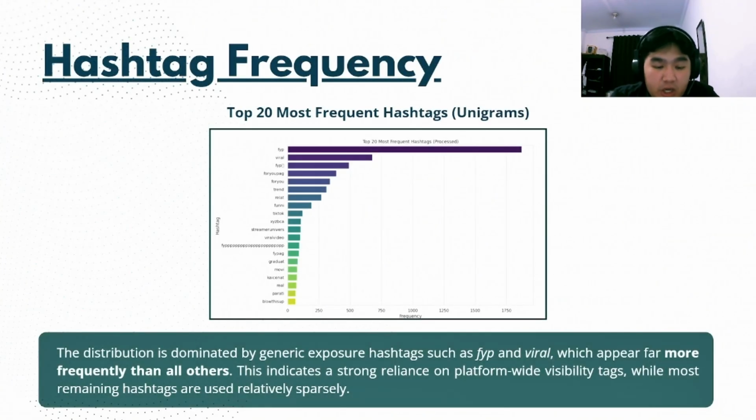Hashtag frequency. Unigram analysis shows dominance of generic exposure hashtags such as FYP and viral. Bigram and trigram frequencies further reveal that creators frequently stack algorithm-oriented hashtags, indicating reliance on visibility strategies.